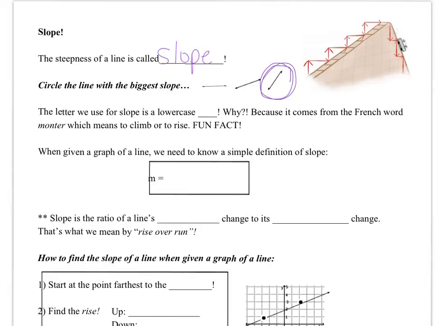Now the letter that we use for slope is a lowercase m. Why? Because it comes from the French word monter, which means to climb or to rise.